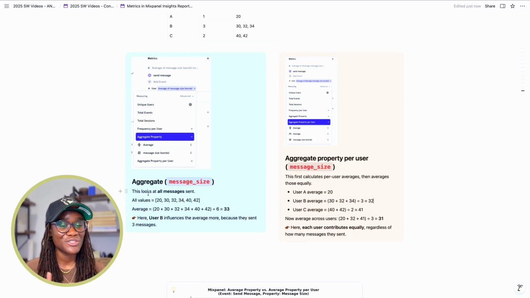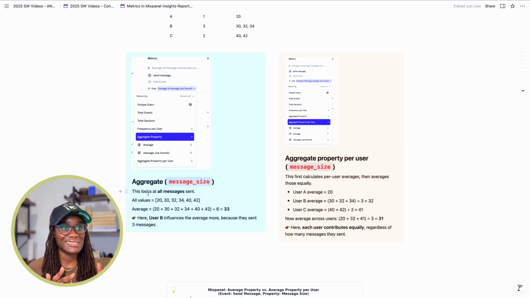Depending on the question that you're trying to answer, you can have different kinds of aggregates. And so the way we would also present these is that the aggregate helps us to understand the patterns across everything that was done for the event. But the aggregate per user normalizes it first so that one user is not over-contributing compared to other users. And so that's the difference between the two.